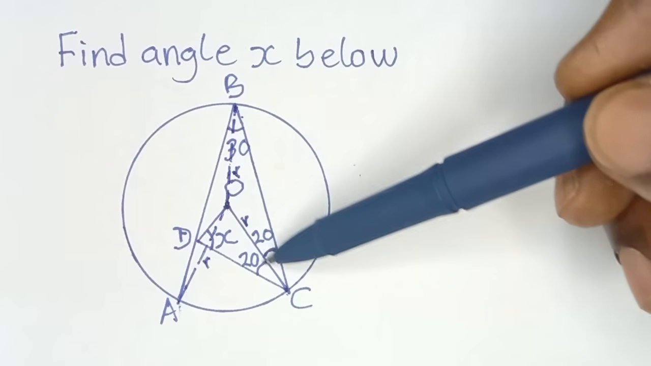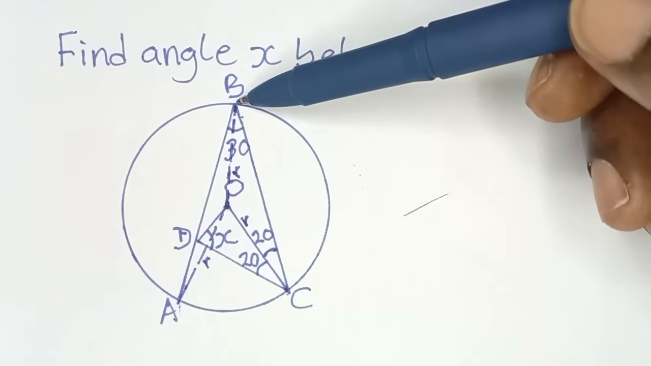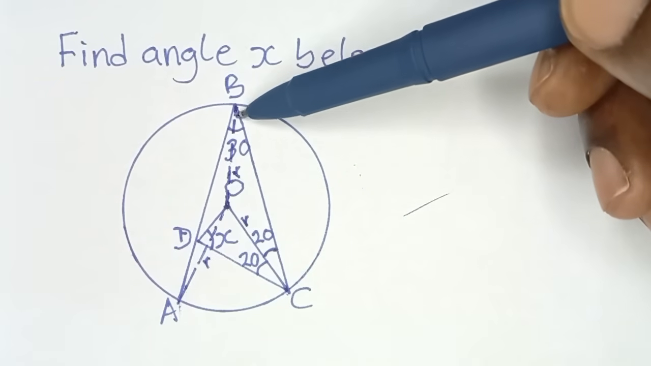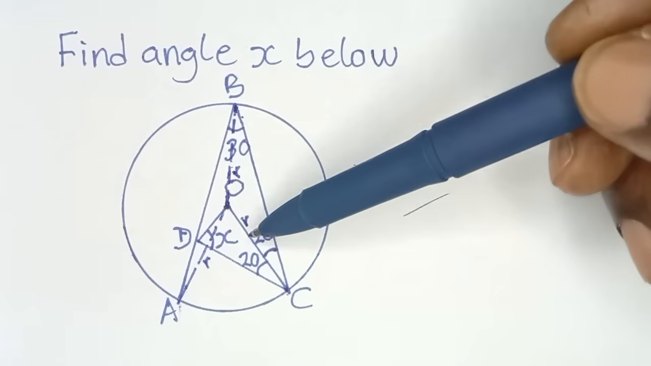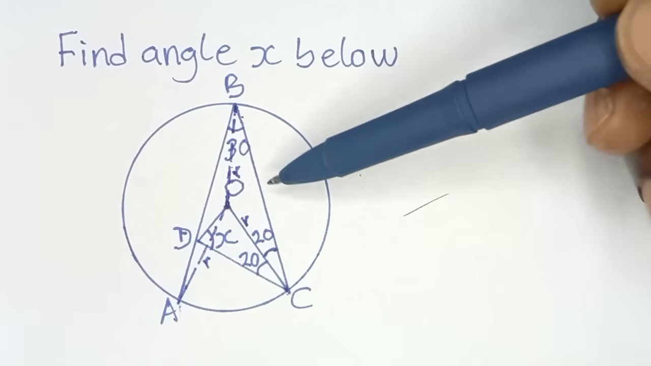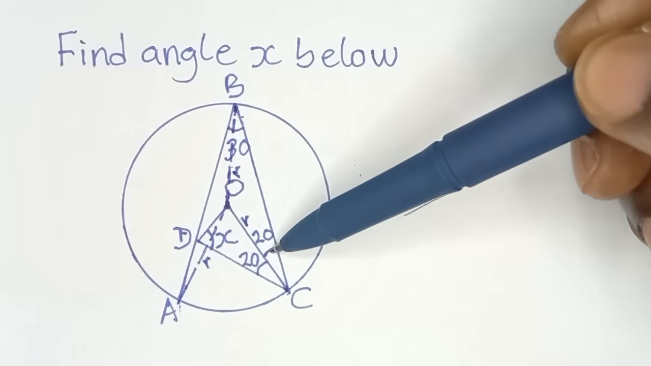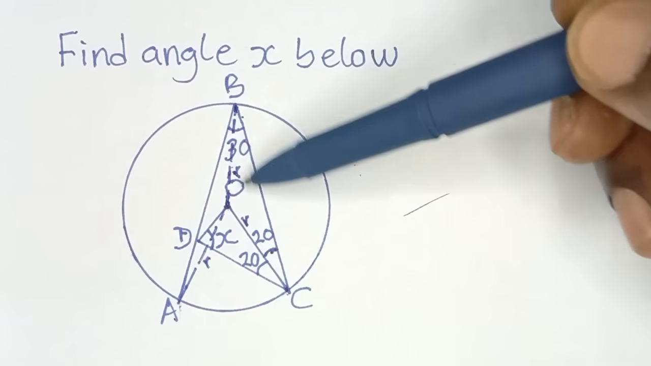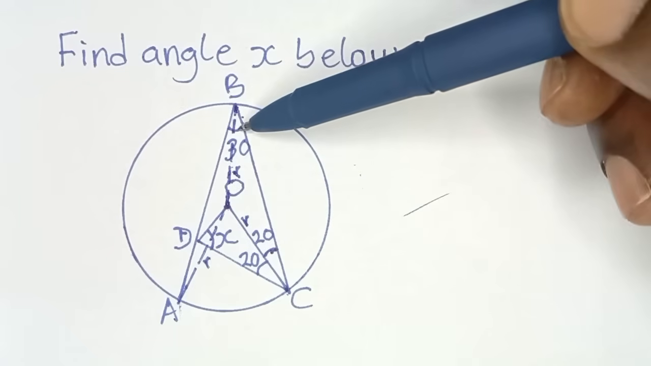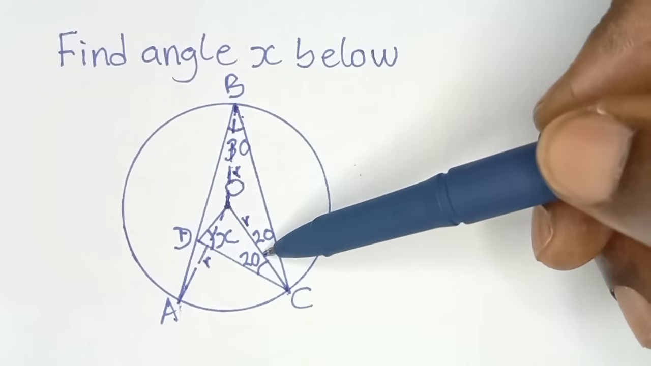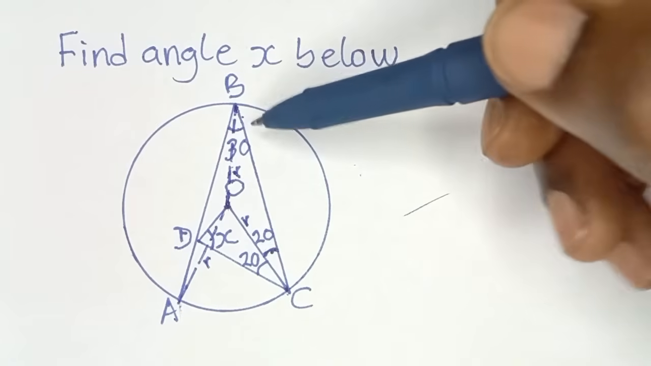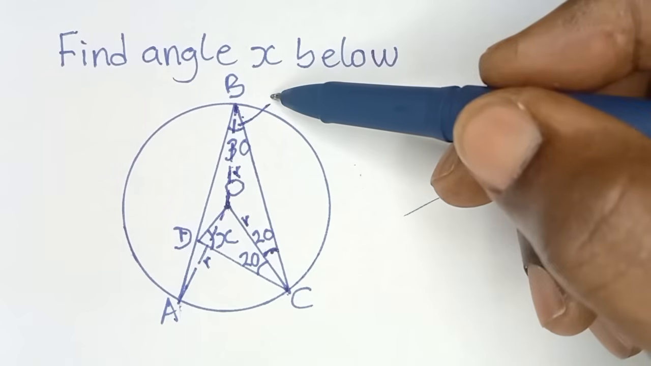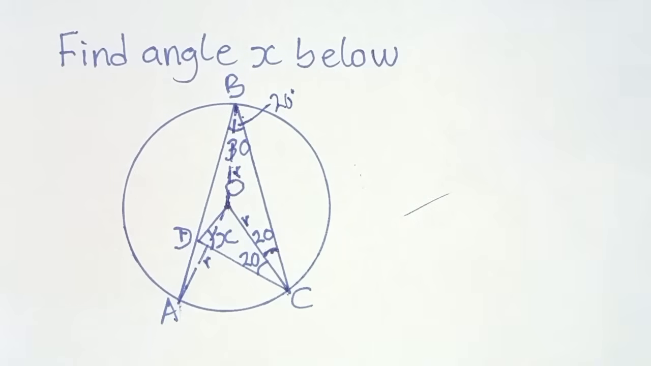Triangle BOC is an isosceles triangle because this line, which is a radius, is equal to this line, which is also a radius. So the two sides of this triangle are equal, telling us that it is an isosceles triangle. And the base angles of an isosceles triangle are equal. So anytime you see an isosceles triangle, just remember that the base angles are equal. So if this base angle here is 20, it also means that the base angle here is 20. Let me write it here, 20 degrees.